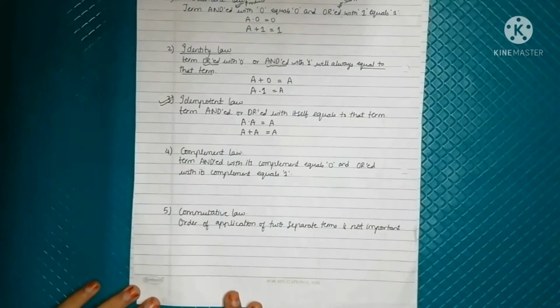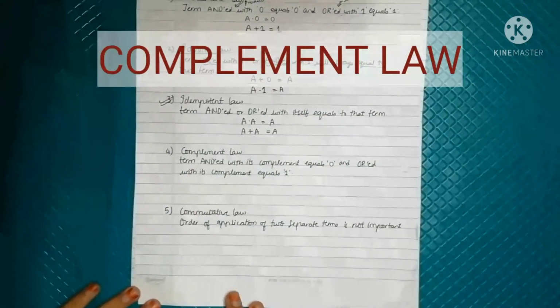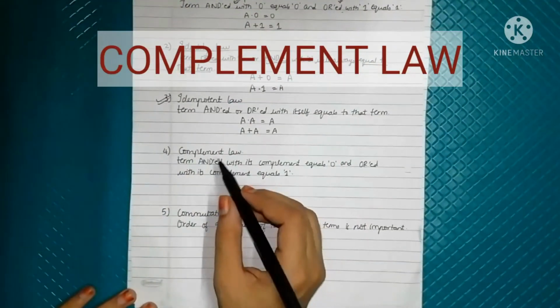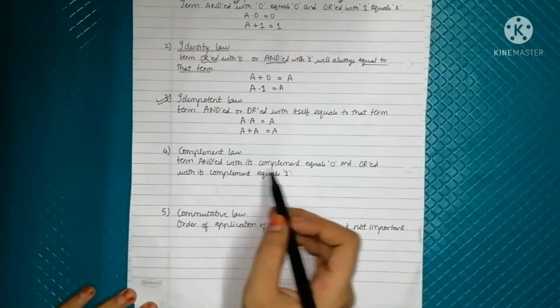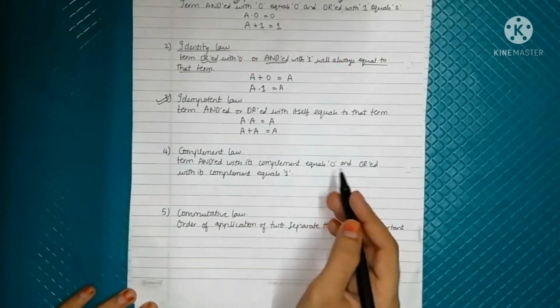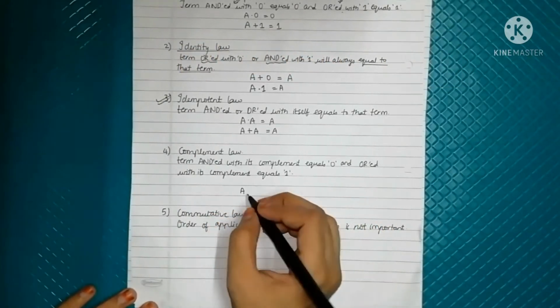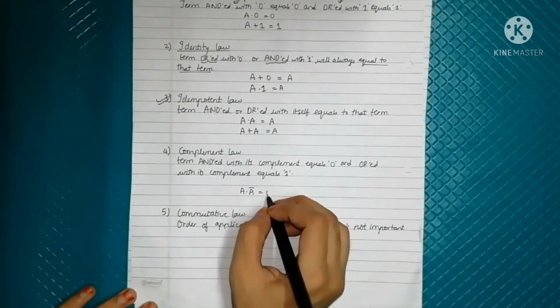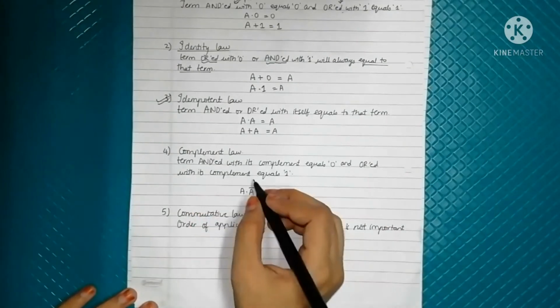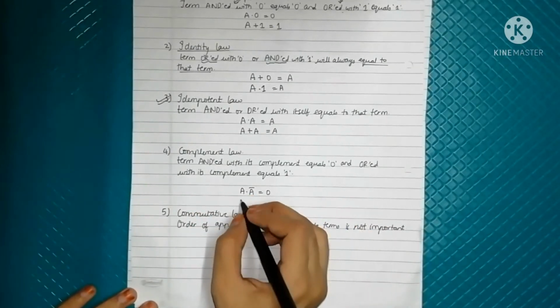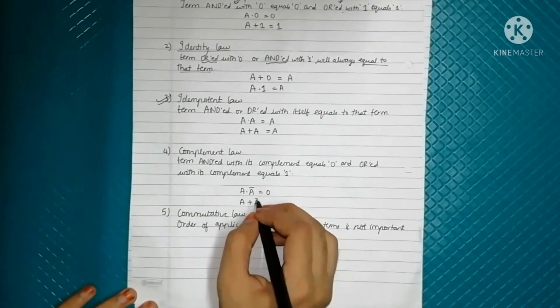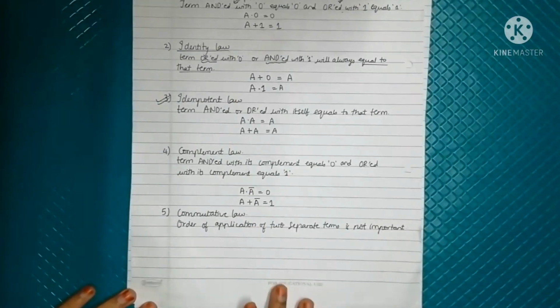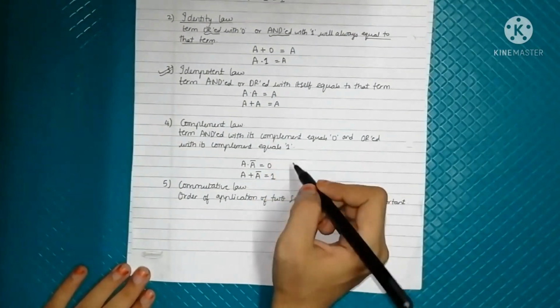Moving ahead, we will see the complement law, which is the fourth law of Boolean algebra. This law states that the term ANDed with its complement equals 0, or ORed with its complement equals 1. So A plus A bar equals 1. This is what the complement law has to say.